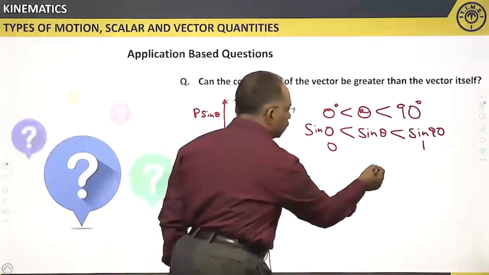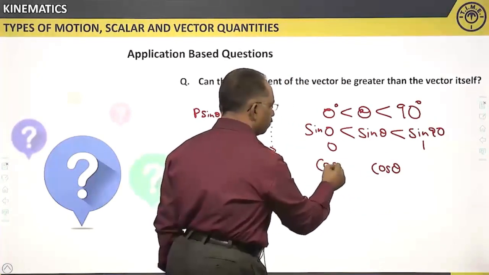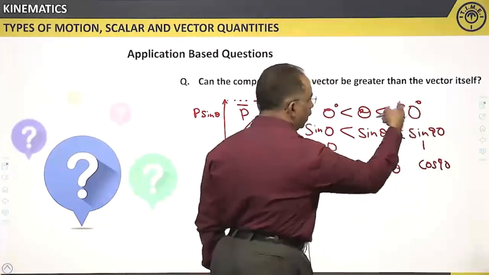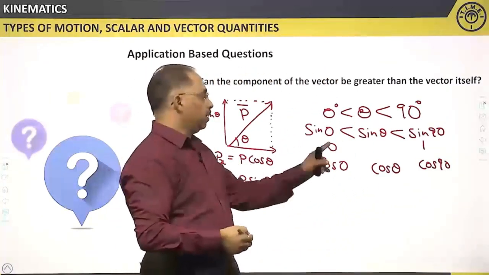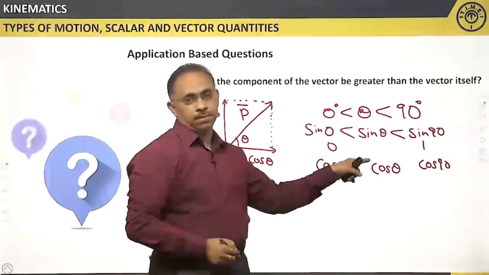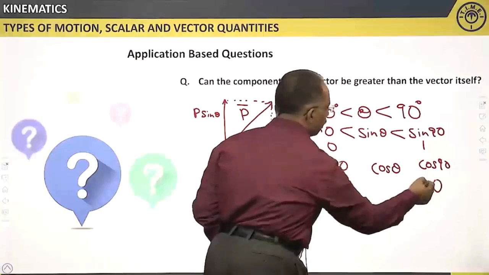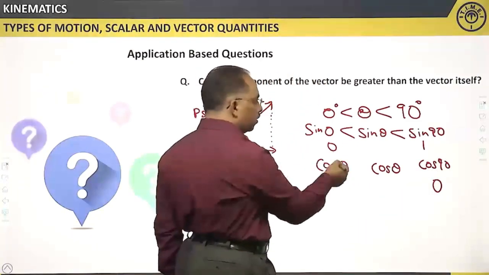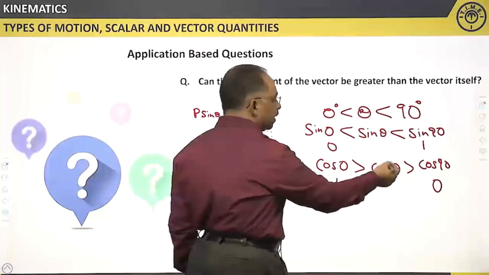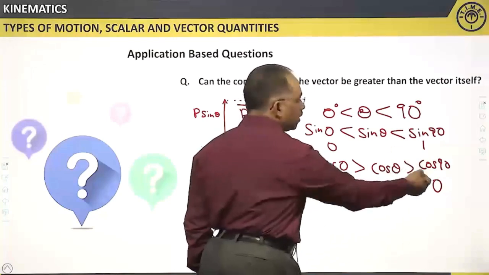Now, cos theta, if I consider cos theta, it will be cos 0 here and cos 90 here, as per the values of theta 0 and 90. Now, it is not like sine, but it is the cosine function. So, cos 0 is equal to 1. So, this is 1 over here and this is 0 over here. That means cos 0 is greater than cos theta and cos theta is greater than cos 90. So, when theta is lying between 0 and 90 degrees, cos value will vary from 1 to 0.